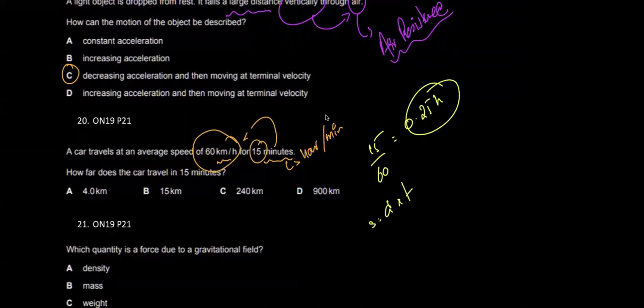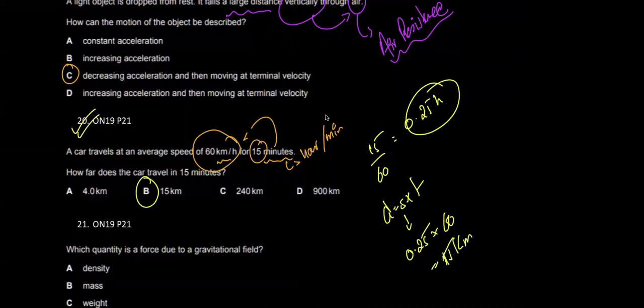We have to find distance, right? Sorry, speed is equal to distance over time. Distance is equal to speed into time. So it's going to be 0.25 into 60. The answer is going to be 15 kilometers. Clear? So you always need to make sure that these two have the same unit. So if this is in hours, this should also be in hours. It's very simple, but you always mess it up.